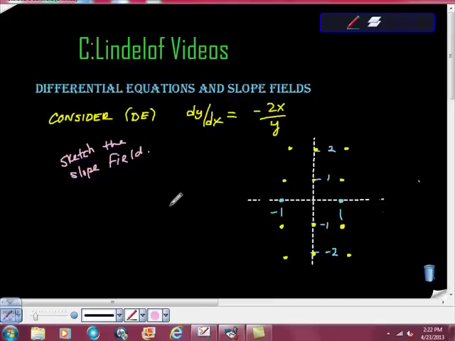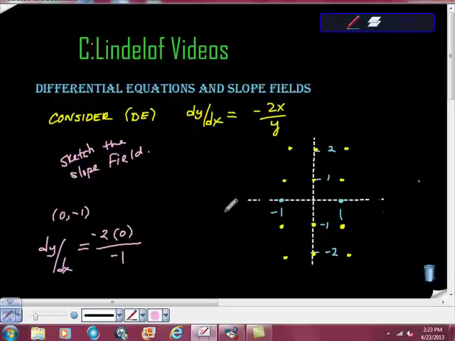We're going to start writing these, approximating these slopes. So let's take this, for example. This right here is the point (0, -1). I'm just going to use this dy/dx as my template, and I'm going to take negative 2 times, in this case, 0 over y. It says y is negative 1. Of course, that has a slope of 0. So I go to this point, (0, -1), and I'm just going to draw a slope of 0. So it's just a horizontal line, slope of 0.